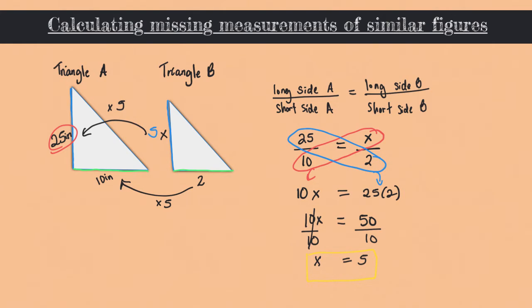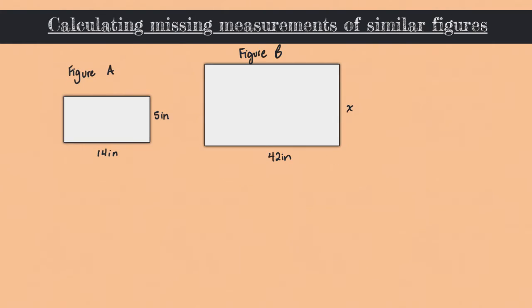So let's go ahead and look at another example. In this example, we have two rectangles, and we're going to do the same thing we did in the previous example. We're going to do the ratio of the corresponding sides. So here we go. The ratio of our long side to short side, that's what we're going to work with for the first figure.